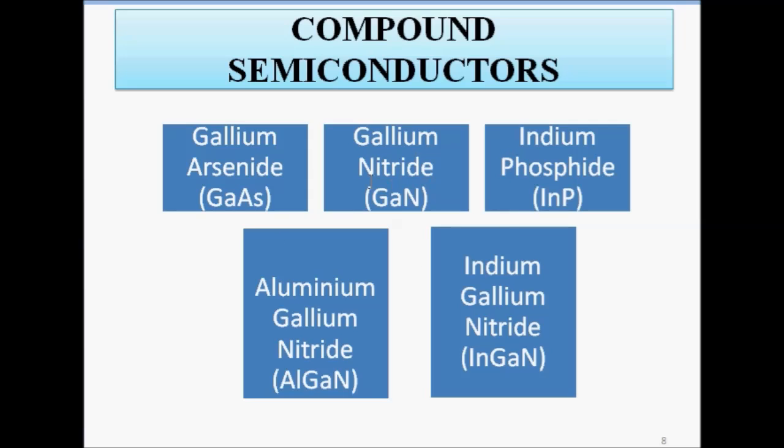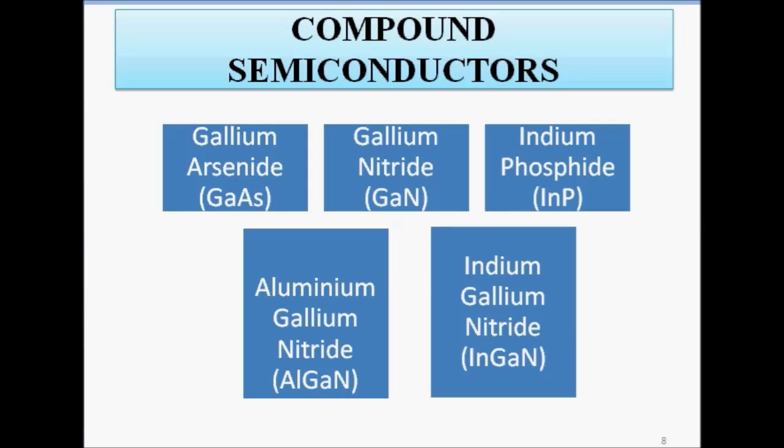Now these are made of two semiconductor materials. There are also compound semiconductors made from three elements, for example, aluminium gallium nitride, indium gallium nitride, etc. These are only to name a few. There are many compound semiconductors like this.